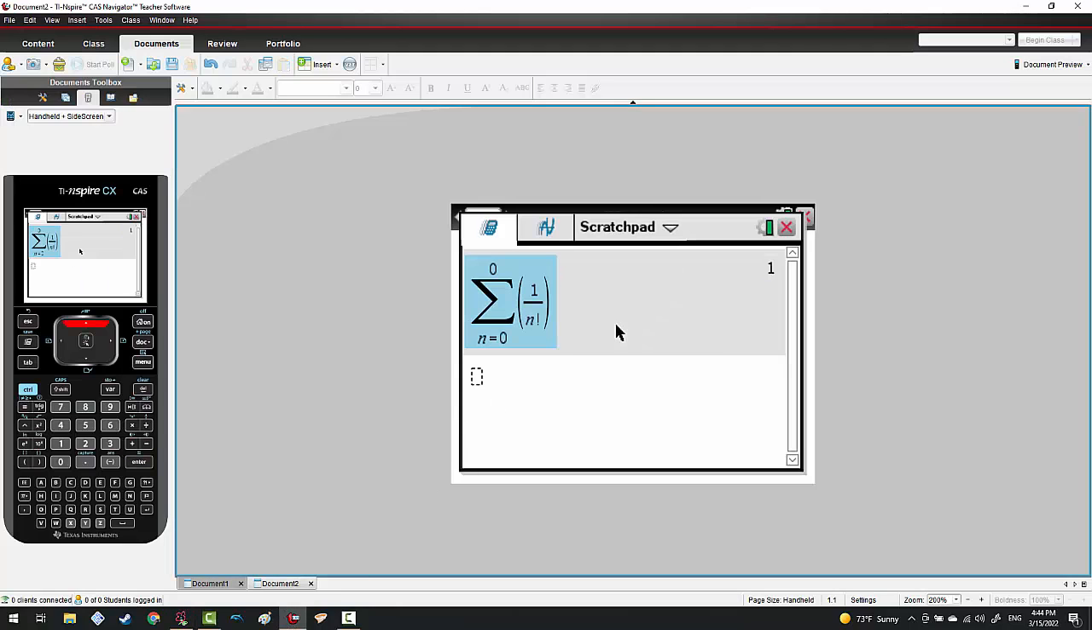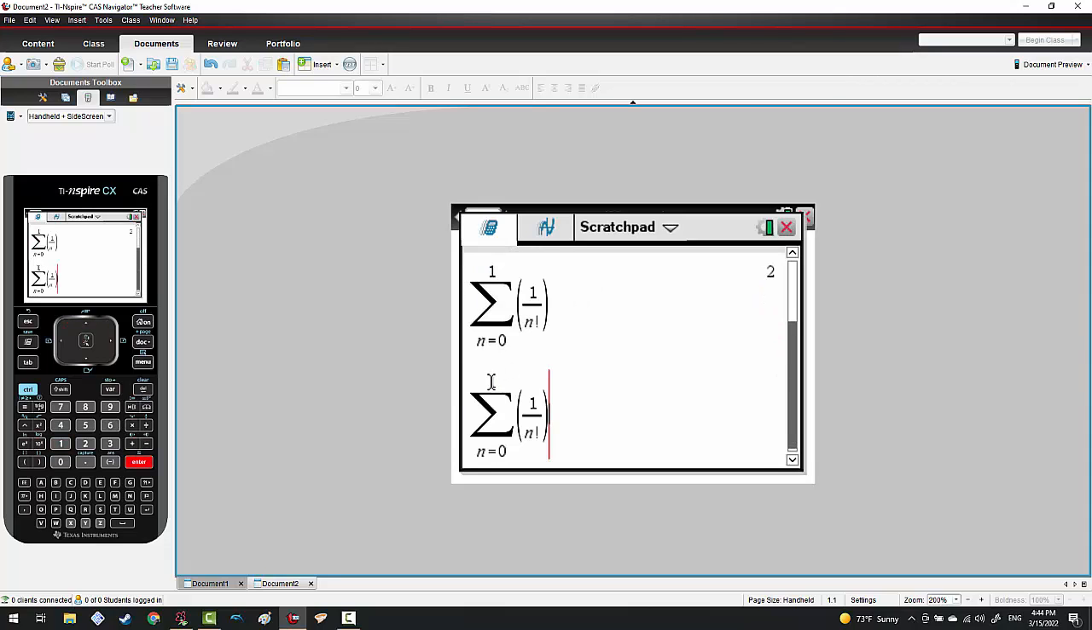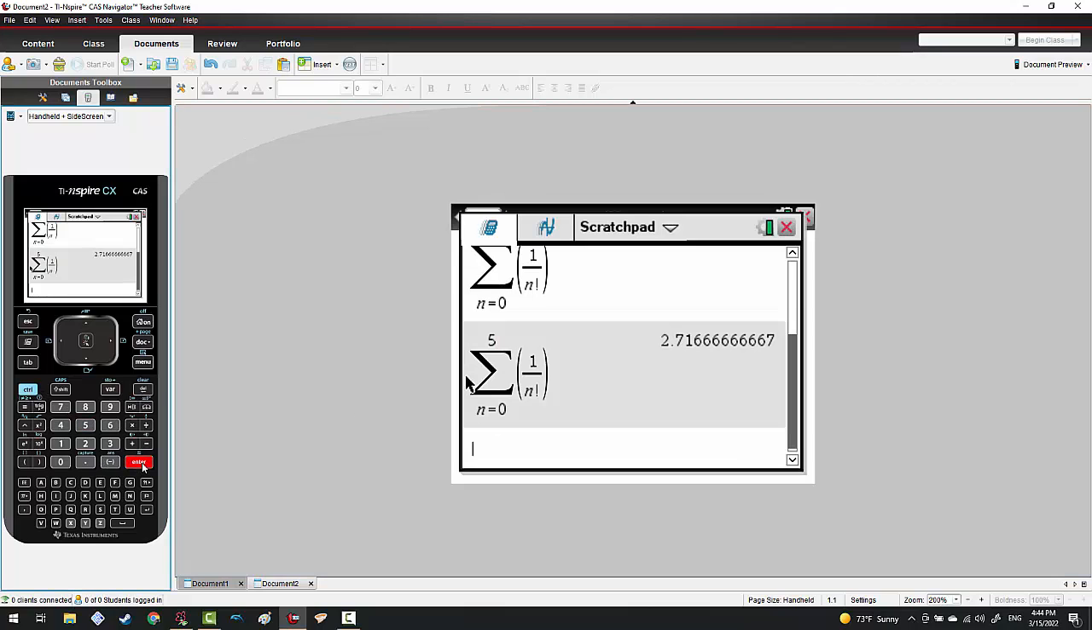No worries, that's just the sum of the 0th term. If I let n equal 1, I'll get the 0th term plus the first term, which is going to be 2. That makes sense. And if I keep letting the top bound get larger and larger, let's say if I just go straight to 5, what I'm going to get if I hit Control Enter is 2.716667.